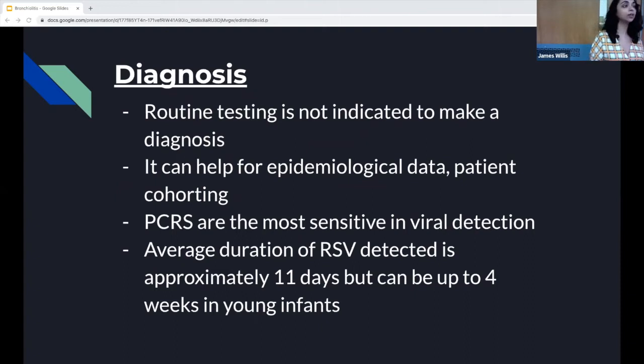If you do indeed want to swab for RSV and flu or any other viral etiologies, keep in mind that these tests cost money and it's not necessary, but it can help with epidemiological data and patient cohorting, especially if you're having a kid that you're trying to send up to the floor and you don't want them to interact with other kids and spread RSV. Currently, there are about 6 available PCR tests that have about 100% sensitivity and around an 89% specificity. These are pretty good tests. And again, they can test positive for up to 4 weeks in infants, but the average duration of RSV detection is up to 11 days.